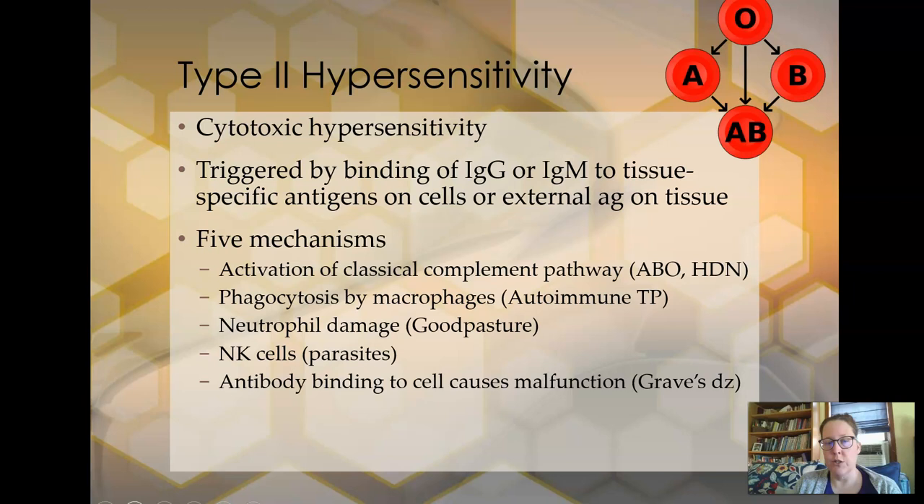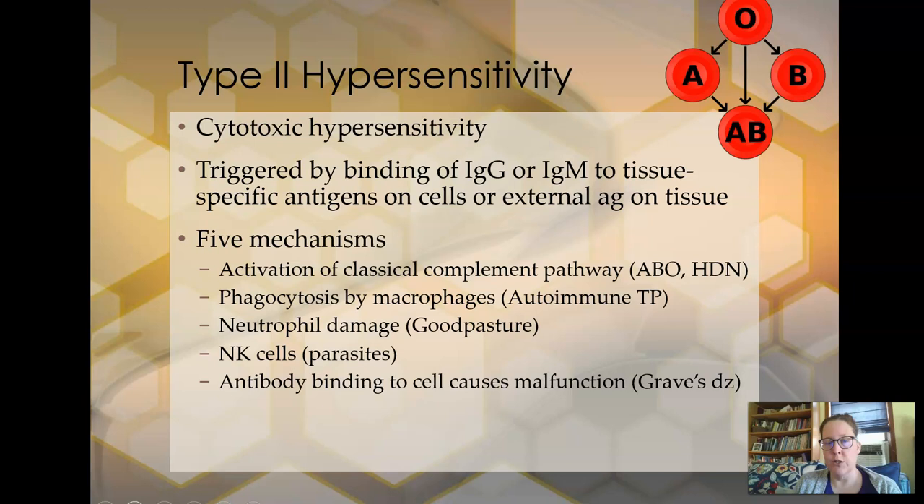It can be caused by neutrophil damage, as in Goodpasture syndrome, where there's destruction of the basement membranes in the kidneys and the lungs. We're going to talk about this one in a minute. And the natural killer cells can be activated against parasites and cause these cytotoxic hypersensitivity reactions. And antibody binding to cells can cause a cell to malfunction.